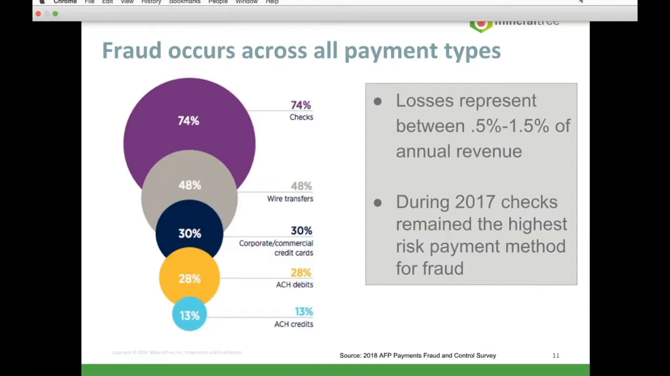I mean, there are some numbers there, but you can see that wire transfers are second, and then you get into some of the other electronic payment methods, and the fraud attempts go down. And what the report talked about was that the losses represented could be anywhere from 0.5% to 1.5% of the annual revenues tied to those companies, right? So there's the potential where you can have significant losses. And so thinking about how checks are being forged is really important, and thinking about ways to mitigate that. We'll talk about some of those strategies.